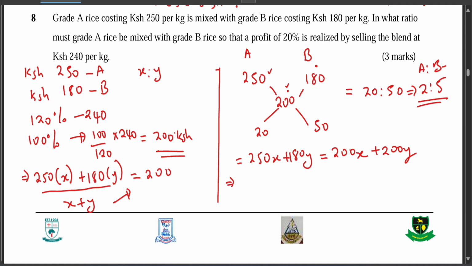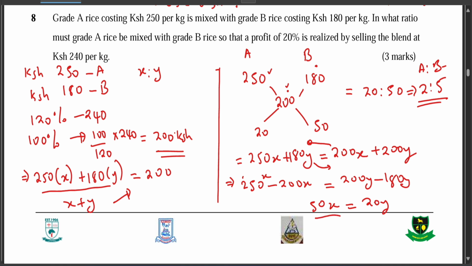Now collect the like terms. So the 200x comes this side, 180y comes this side. So 250x minus 200x equal to 200y minus 180y. So this one gives you 50x and this one gives you 20y.